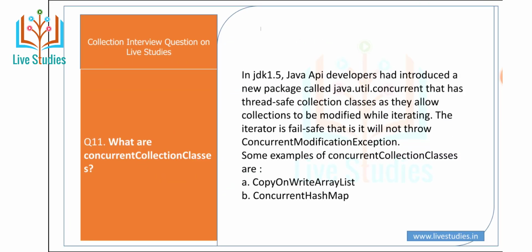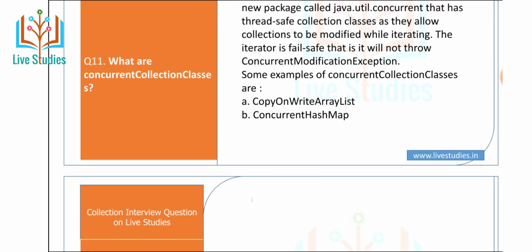Another question is what are concurrent collection classes? In JDK 1.5, Java API developers introduced a new package called java.util.concurrent that has thread-safe collection classes that allow collections to be modified while iterating. The iterator is fail-safe, that is, it will not throw ConcurrentModificationException. Some examples of the concurrent collection classes are CopyOnWriteArrayList and ConcurrentHashMap. Move to the next question.